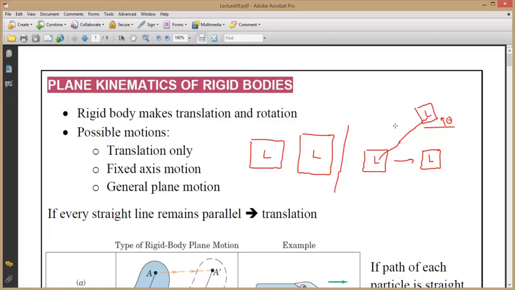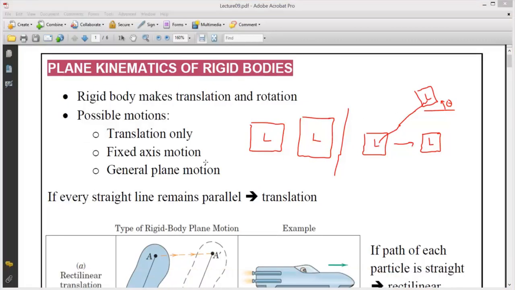And this is what we're going to study, plane kinematics of rigid bodies. That means we're going to study the motion of rigid bodies. The types of motion that we will study are translational and rotational motion. The rotational motion is called the fixed axis motion or fixed axis rotation, and a combination of these two would be the general plane motion. Again, we are studying only the planar motion of rigid body systems.